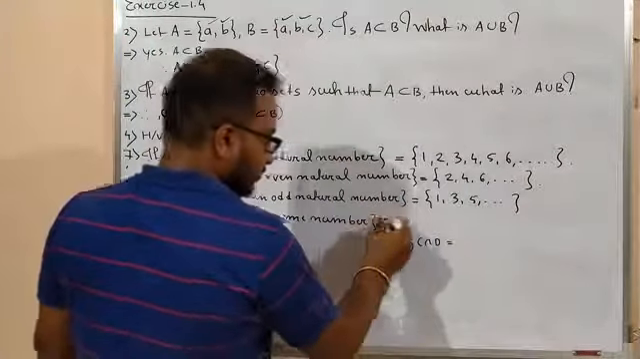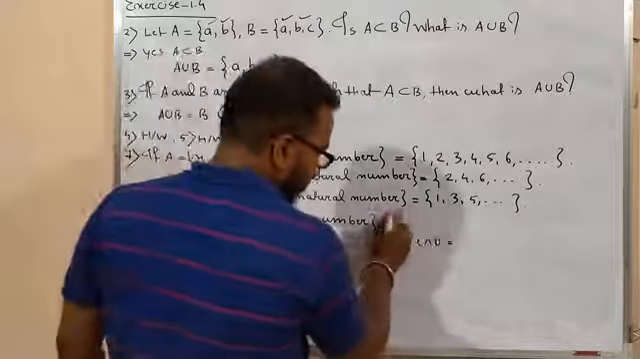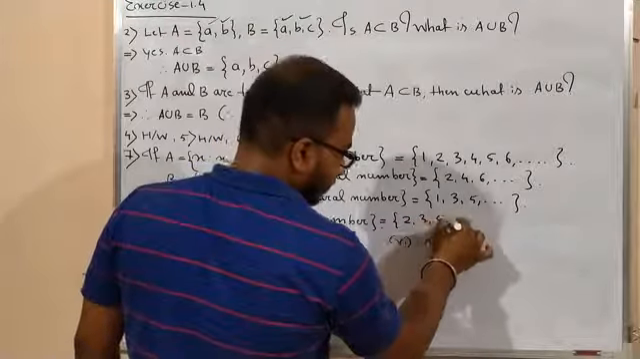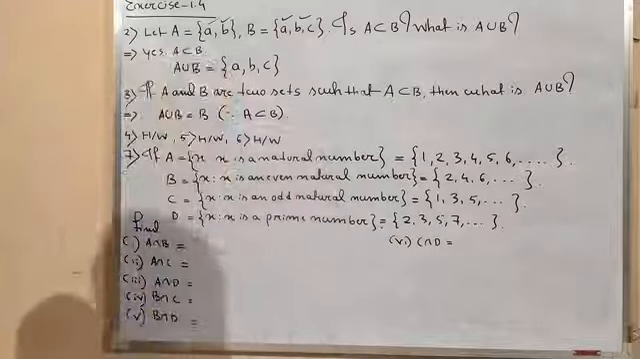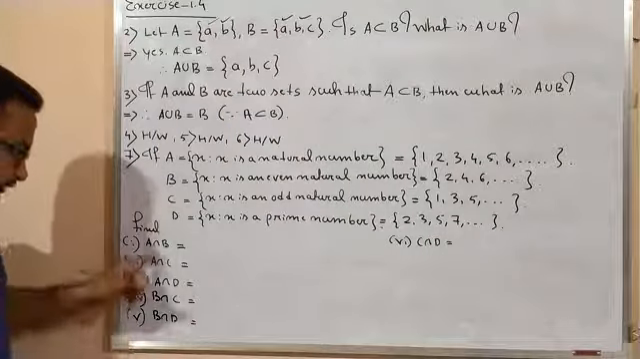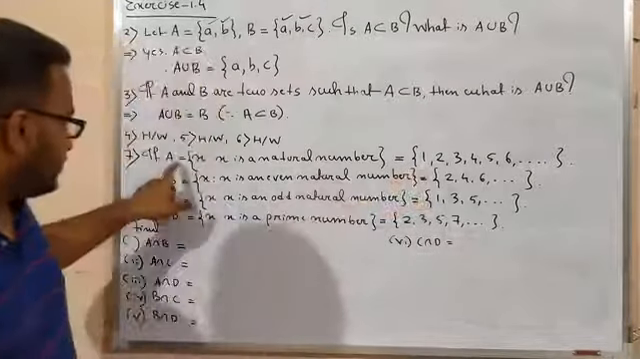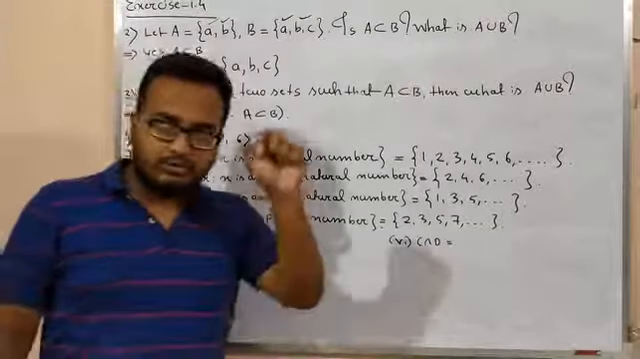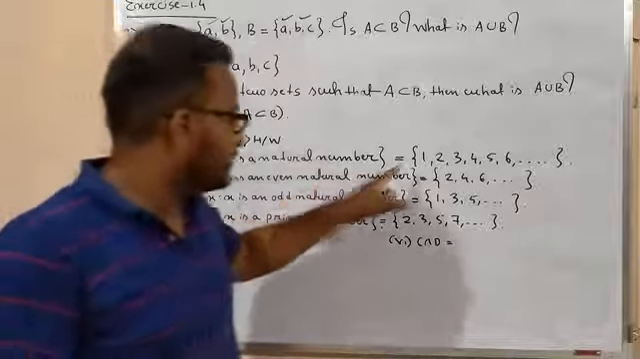Now what is D? D is the set of X such that X is a prime number. Now what numbers are prime numbers? You have to know prime numbers are 2, 3, 5, 7, dot dot dot. Now you have to find A intersection B. What is A intersection B? Intersection means you have to take the common elements of both the sets, right? So what are the common elements between A and B?